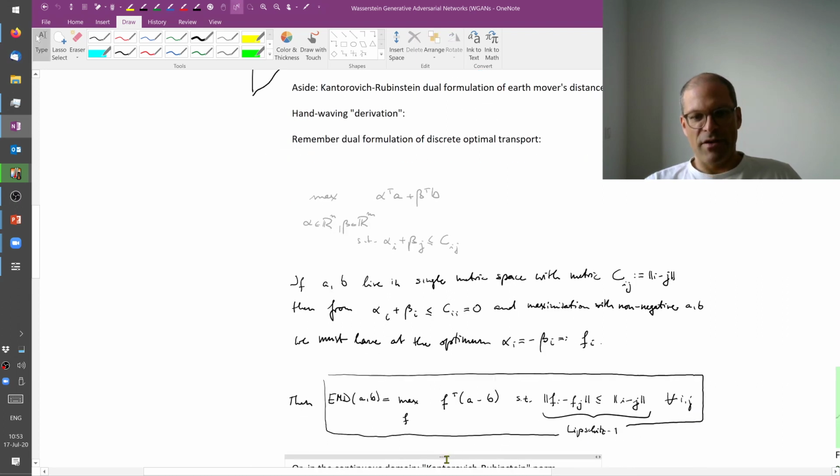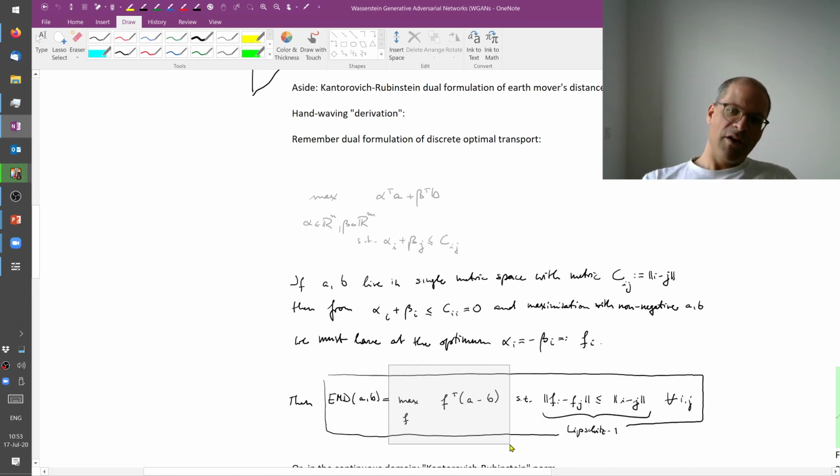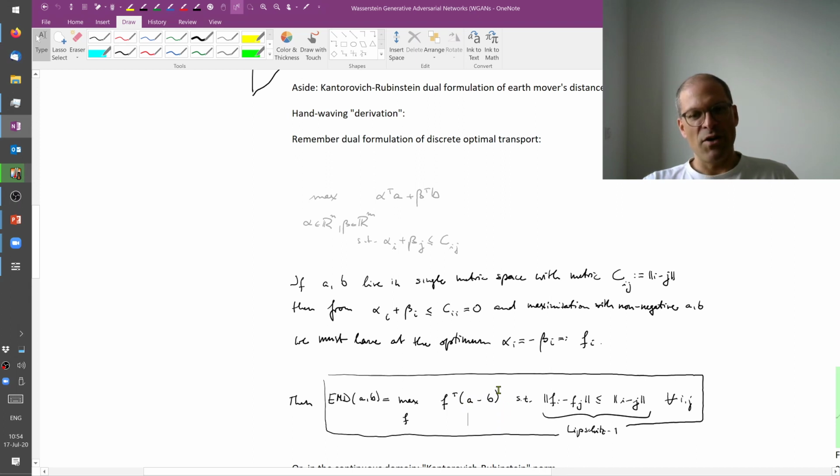And then we obtain that the Earth mover's distance between A and B is actually given by this thing here. We want to find a function F, also living in that metric space, which is as large as possible where I have lots of stuff in the source, and which is as negative as possible where I have lots of stuff in the target distribution.